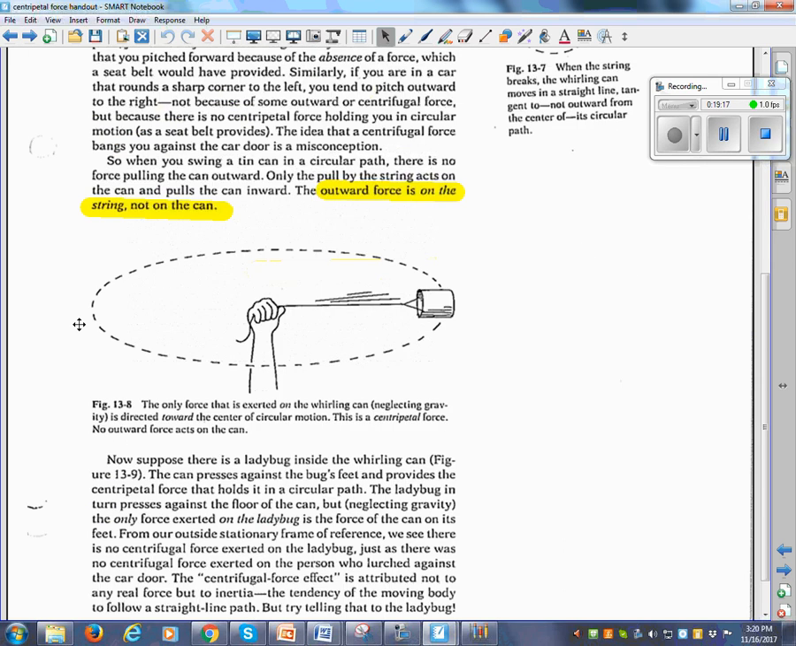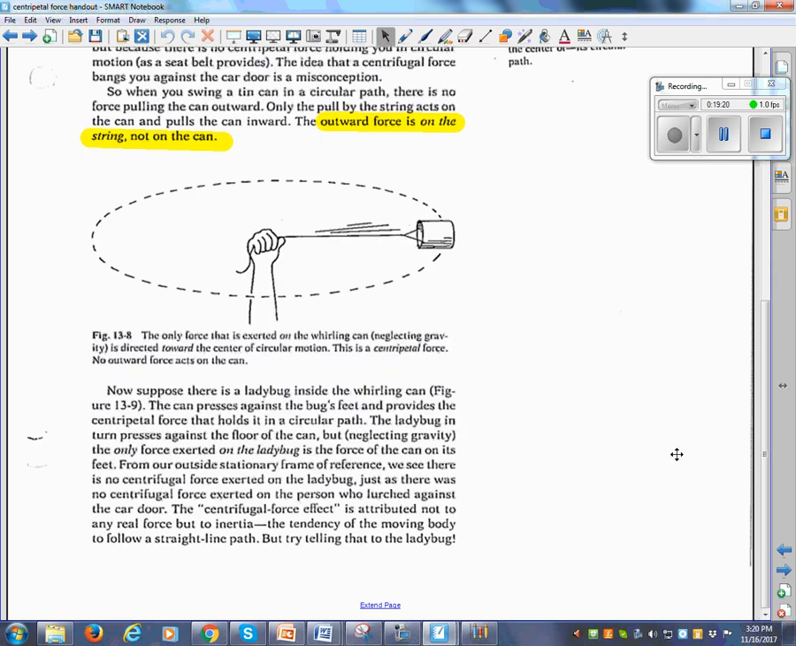Now, suppose there's a ladybug inside the whirling can. The can presses against the bug's feet and provides the centripetal force that holds it in a circular path. The ladybug, in turn, presses against the floor of the can, but neglecting gravity, the only force exerted on the ladybug is the force of the can on its feet. From our outside stationary frame of reference, we see there is no centrifugal force exerted on the ladybug, just as there was no centrifugal force exerted on the person who lurched against the car door. The centrifugal force effect is attributed not to any real force, but to inertia, the tendency of the moving body to follow a straight line path. Try telling that to the ladybug.